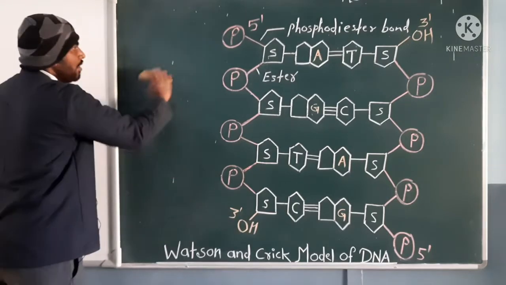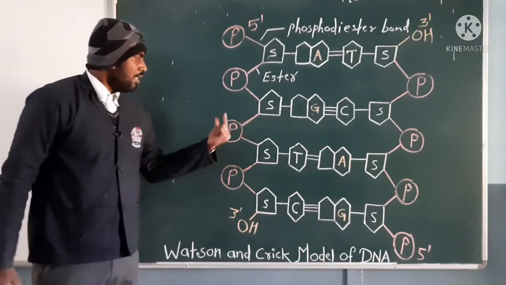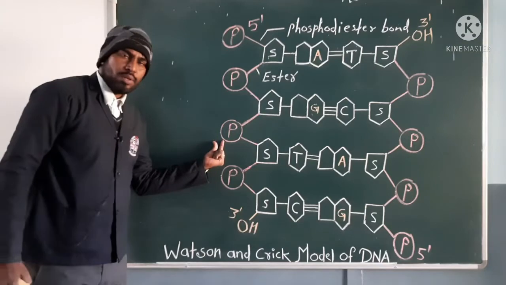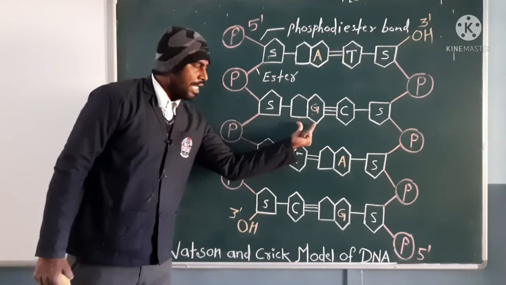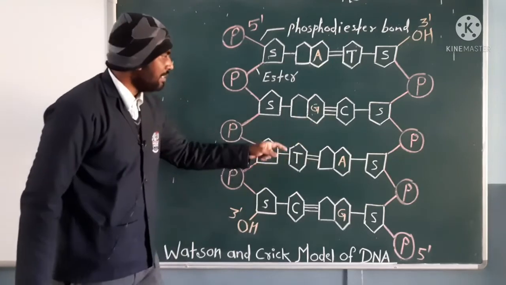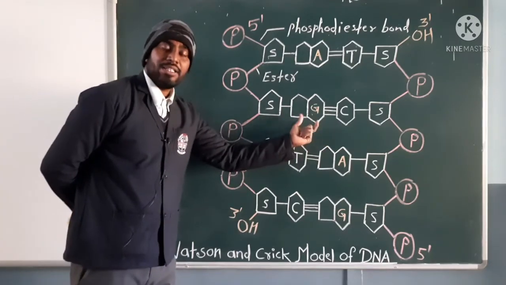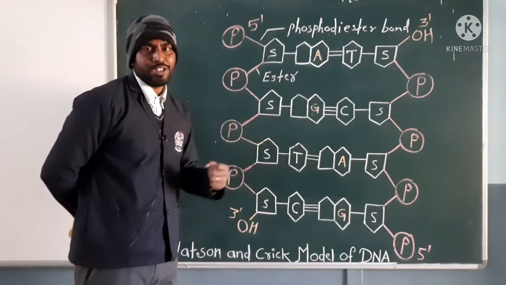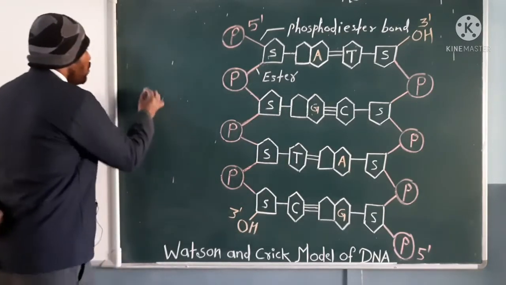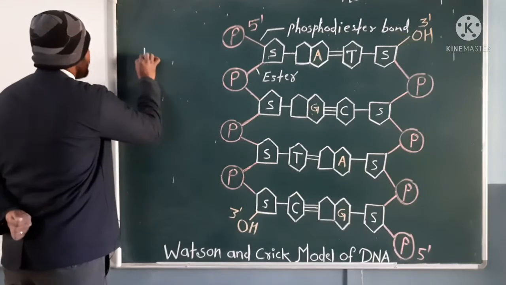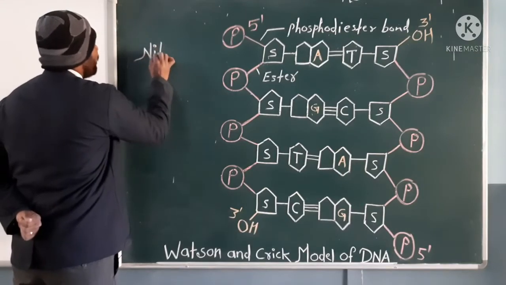Now you can see here the phosphate group is situated on the outermost side, attached to the pentose sugar, and in the innermost place, that means in the centermost region, the nitrogenous bases are situated. So in the DNA molecule, two types of nitrogenous bases are found.